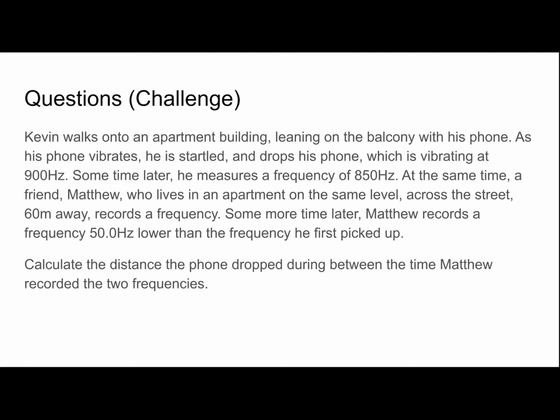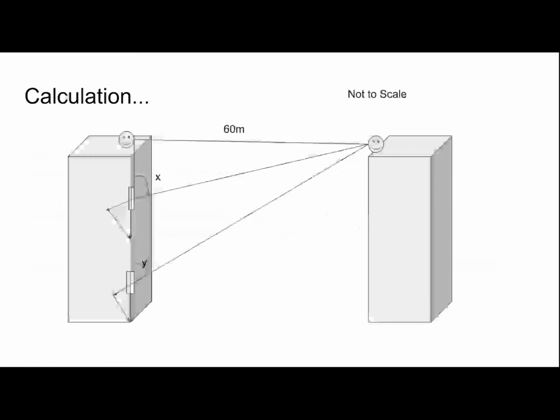Then sometime later, Matthew recorded another frequency that is 50 Hz less than the frequency he first recorded. So I want you to find the distance the phone drops between those 2 points. Here's a little bit of a diagram to help you out.